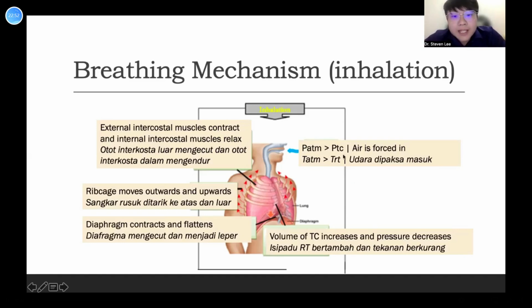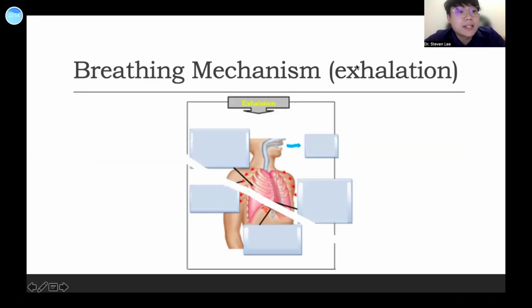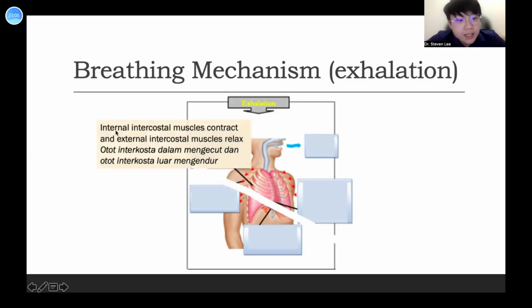Okay, so next kita akan pergi ke hembusan nafas ataupun exhalation. So dalam hembusan nafas, you kena faham dia adalah totally bertentangan dengan inhalation. So it's like a buy one free one question. So tadi kita punya otot intercostal external or luar contract. So in this case terbalik lah. So your otot intercostal dalam akan mengecut, luar akan mengendor. So it's opposite, right? So your internal will contract, external will relax because you want to reduce the size.